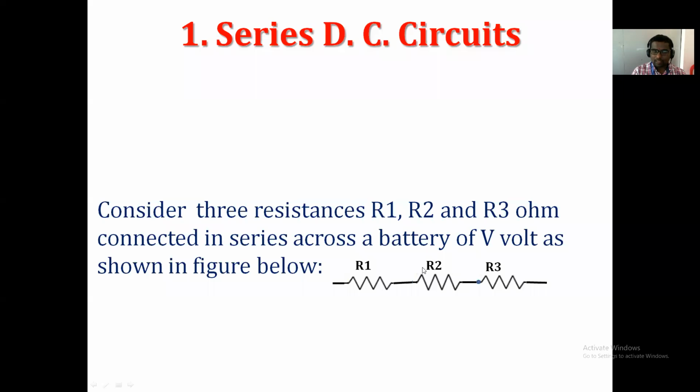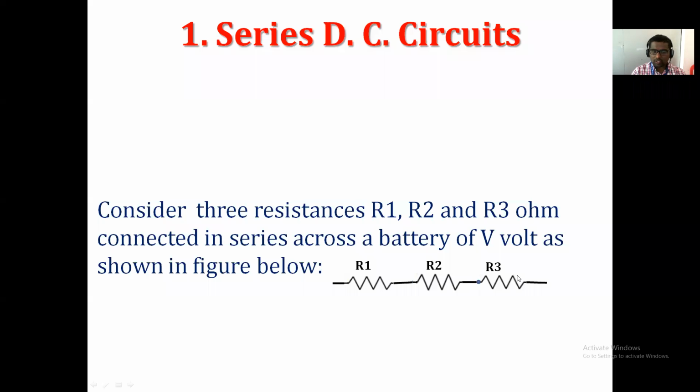A very important thing is that when the resistances are connected end to end, one end of a resistor is connected to one end of another resistor, and there is one common point between any two resistors. If you see R1 and R2, this is a common point, and this common point is not connected to any other branch. This is the mandatory condition to say these resistors are connected in series.